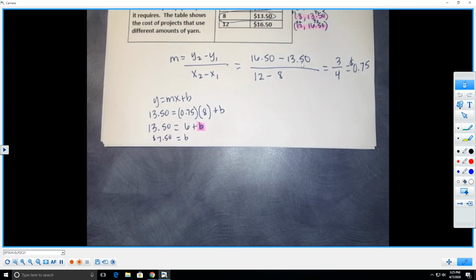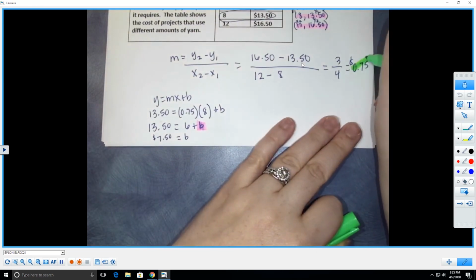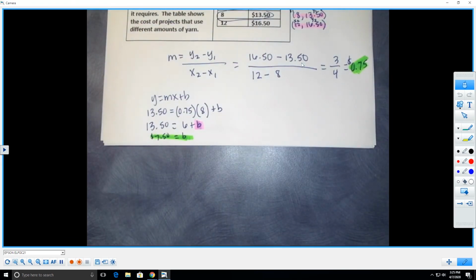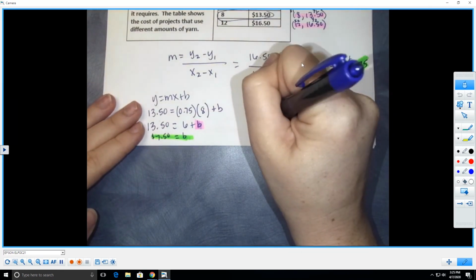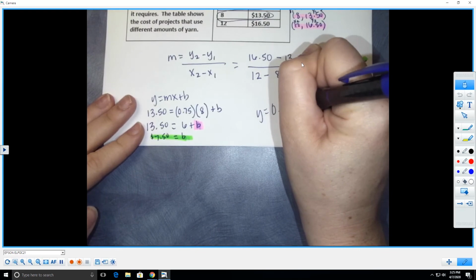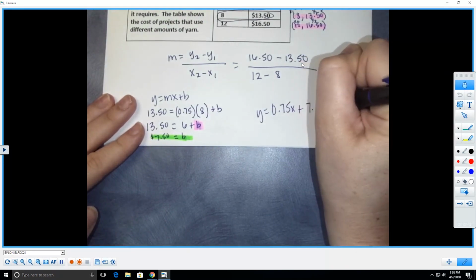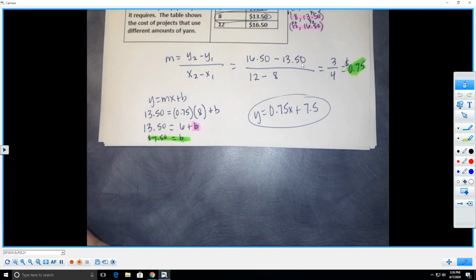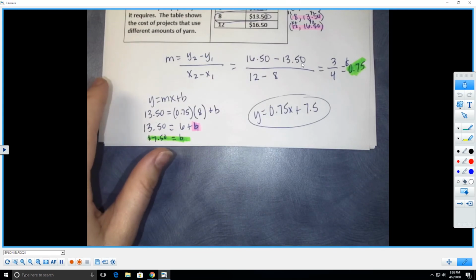So our last step is to put it all together into a final equation model of the linear function. We have our slope, or our rate of change, and now we have our y-intercept, or initial value. Take a minute and write down your final equation. Did you get y equals 0.75x plus 7.5? Great job.